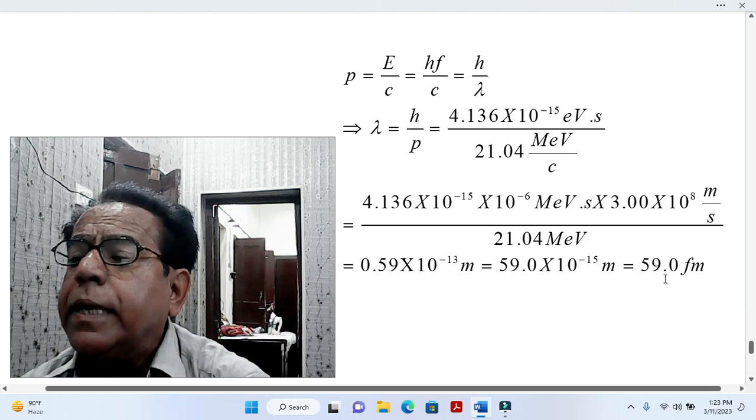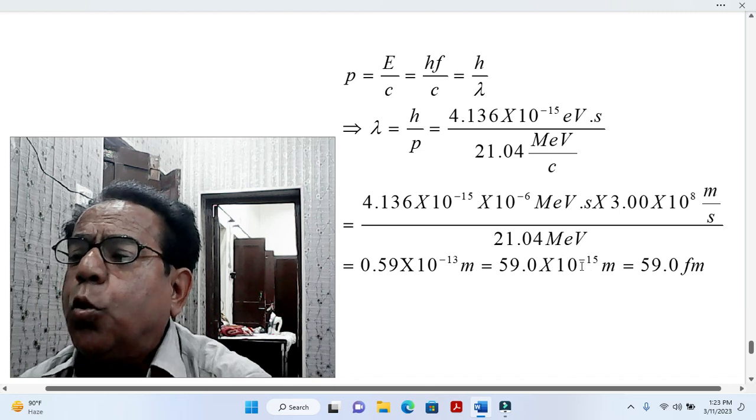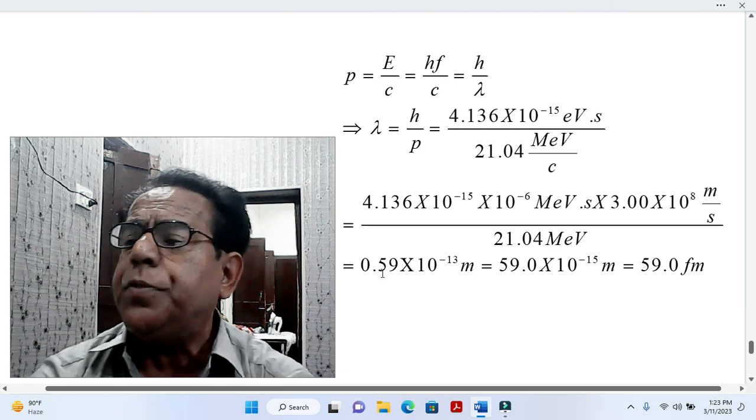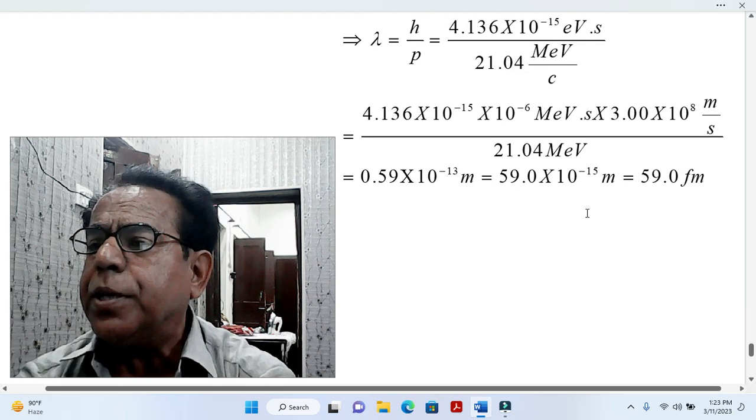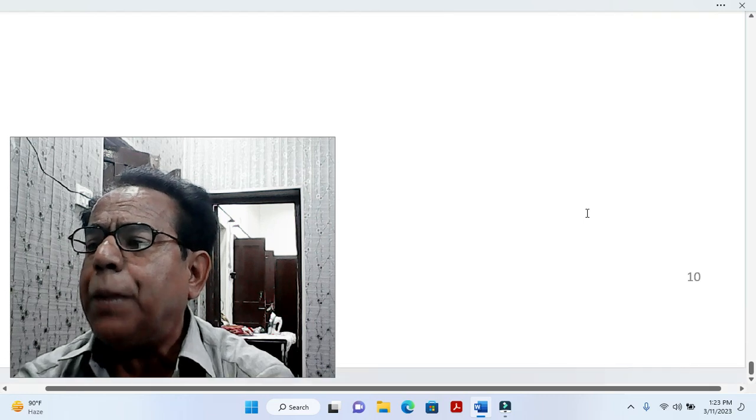And we know that 10 raised to the power minus 15 is equal to femto, while 10 raised to the power minus 12 is equal to pico. So it will become equal to 59.0 femtometer. So this is the de Broglie wavelength, 59 femtometer.